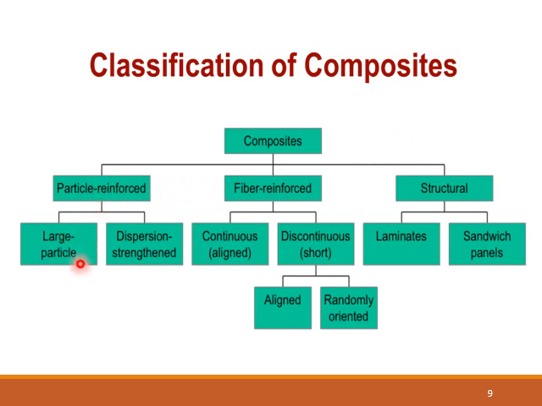In terms of the particle reinforced composite, if the particles are large, you have a large particle reinforced composite, and if the particles are very small, you have a dispersion strengthening. This is the kind of composite you have when you just disperse particles within a material to strengthen the material. Then for fiber reinforced material, this will be defined by whether the fibers are continuous or discontinuous.